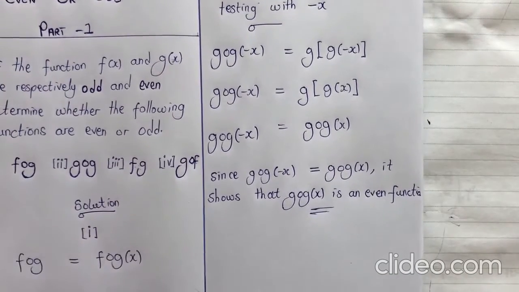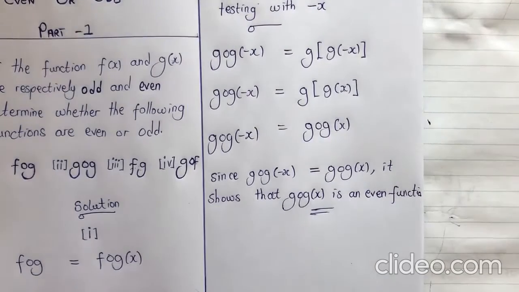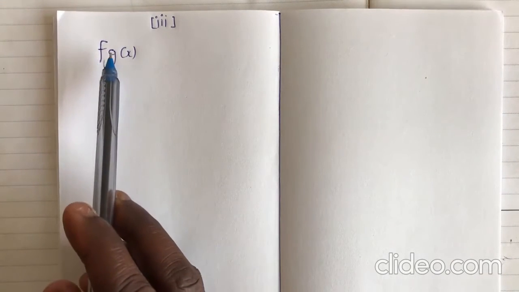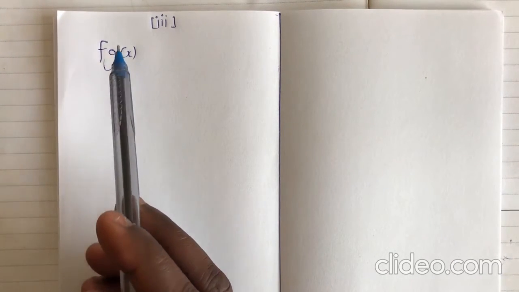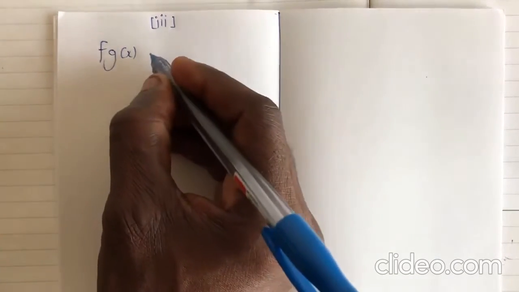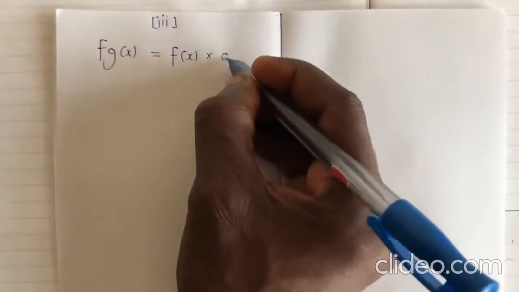So the third function, we have fg. fg is a product function. It is not a composite function. Okay, two product functions, f of x and g of x. So for the product function, fg is the same as fg of x, and it means the f of x function multiplying the g of x function. So all you need to do is to separate it. So this is going to give us f of x times g of x function.